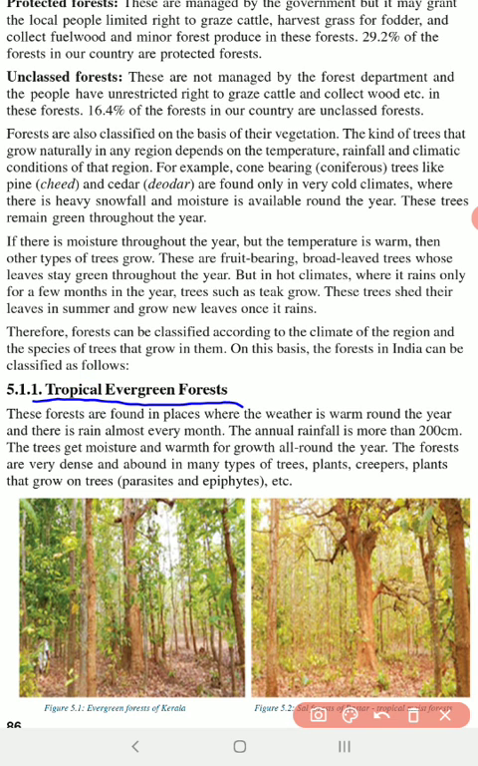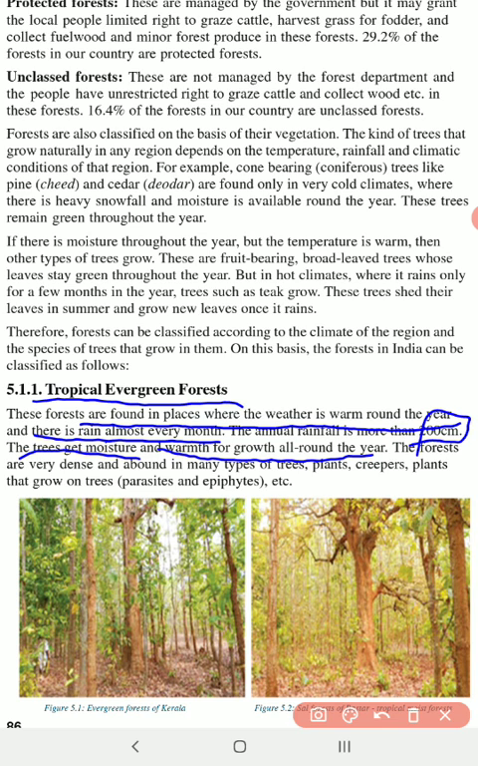The first type of forest based on the vegetation is the tropical evergreen forest. The name itself suggests evergreen. These kinds of forests are always green throughout the year because of the heavy rainfall. These forests are found in places where the weather is very warm around the year, and there is rain almost every month. Usually wherever we have rain up to 200 centimeters, the trees always get moisture, and there is warmth for growing, and therefore throughout the year the trees that we find there are always very green, evergreen.